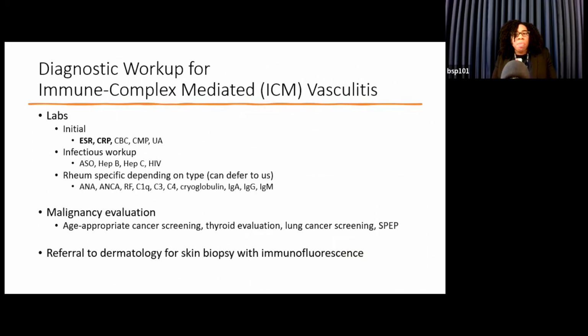And given the concern for malignancy, we once again want to make sure that there's age-appropriate cancer screening, as well as thyroid evaluation, lung cancer screening, and SPEP. Referral to dermatology can be very critical in this particular manifestation, given the fact there is immune complex deposition. They can really help us differentiate what's going on.